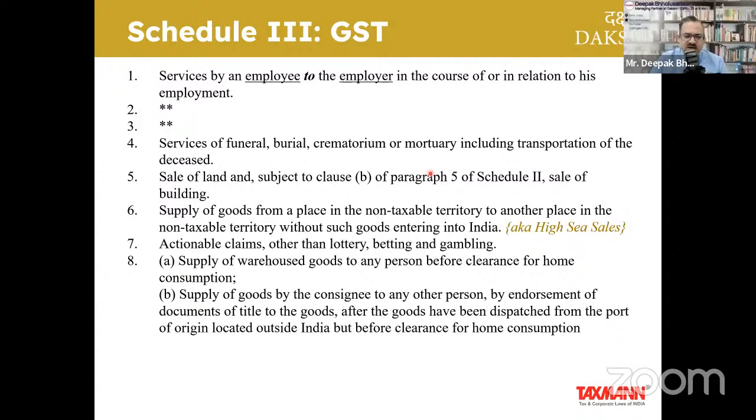And similarly, if you look at item number 8, supply of warehoused goods to any person before clearance for home consumption, supply of goods by the consignee to any person, by endorsement of document of title to goods after the goods have been dispatched from the port of origin located outside India, but before clearance for home consumption. So it may be possible that, let's say, Mr. A has bought goods from China. Before they arrived in India, I approached Mr. A and bought those goods from him. So these kinds of supplies from Mr. A to Mr. B are also covered by Schedule 3.